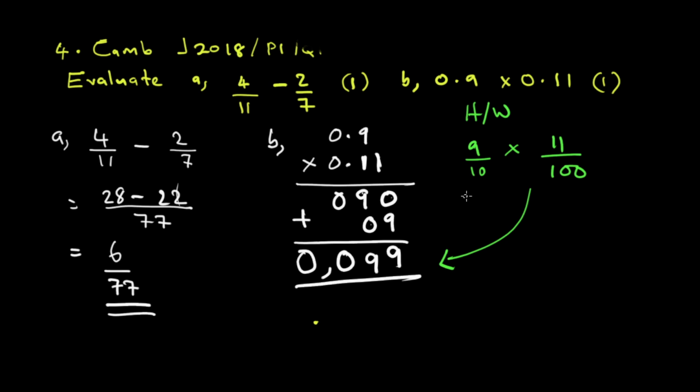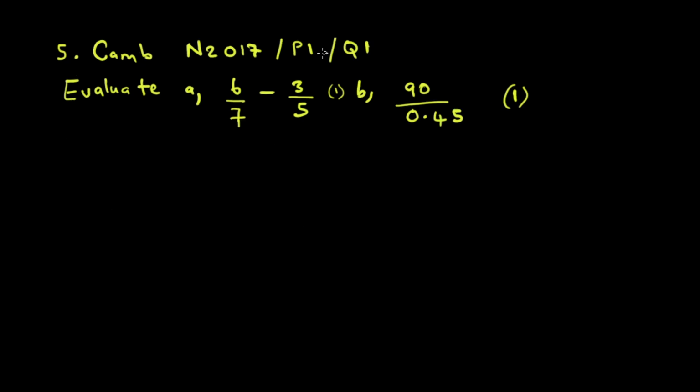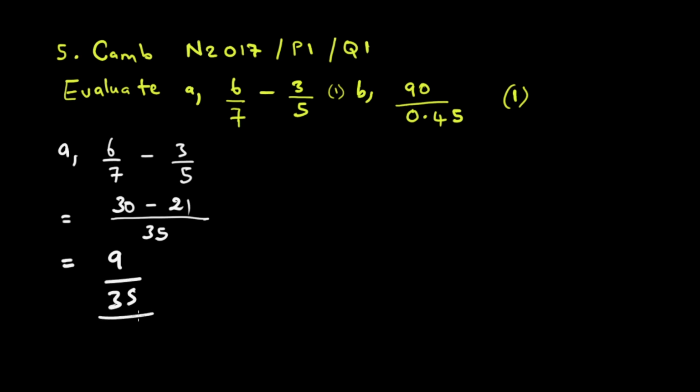Okay, let us go to our last question, number 5. Number 5 is Cambridge November 2017 paper 1. Part A is 6/7 minus 3/5. Our common denominator, because 7 is a prime number, we have to multiply the denominators. As a hint, if your denominators include a prime number, you just have to multiply the denominators to get one common denominator. So 7 times 5, that's 35. 7 into 35 is 5, 5 times 6 is 30, subtracting 5 into 35 is 7, 7 times 3 is 21. So this is equal to 30 minus 21 is 9 over 35. We do not have a factor that divides into both 9 and 35. So we are done with A.